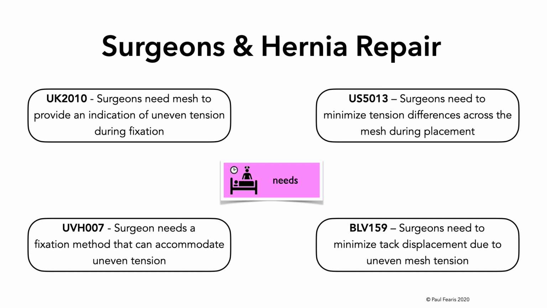And fixing that mesh is really rather tricky. It's like holding the mesh in place and tacking it with special little stitches. And getting it even is quite hard for surgeons to do. And we noted that surgeons need the mesh to provide an indication if they get uneven tension during fixation. We also saw that surgeons need a fixation method that can accommodate uneven tension. So if they don't get it right, it can't cause problems.